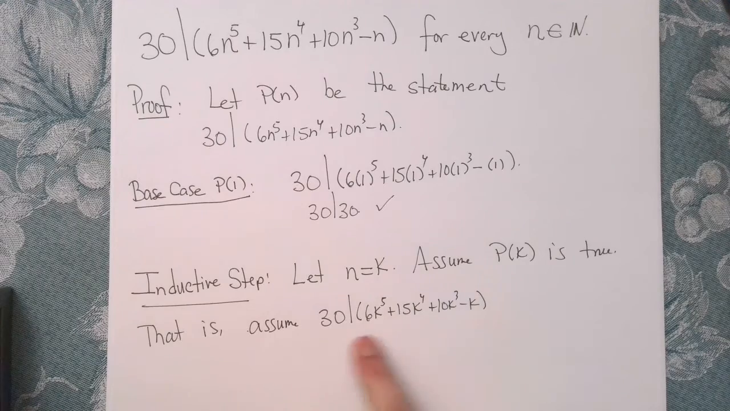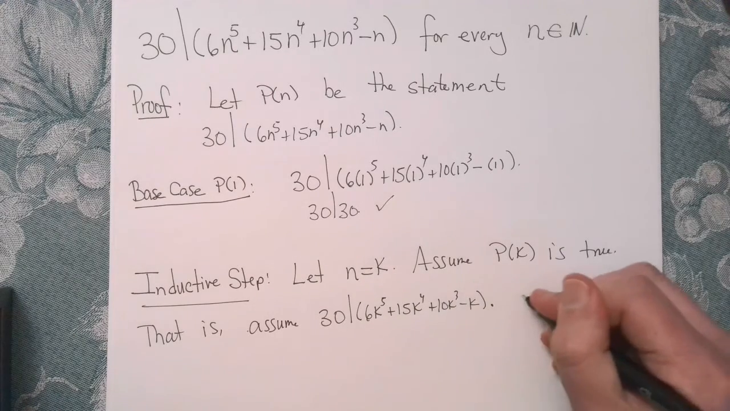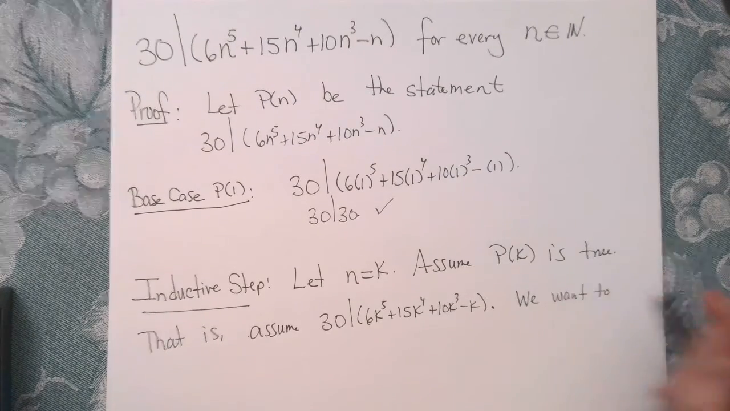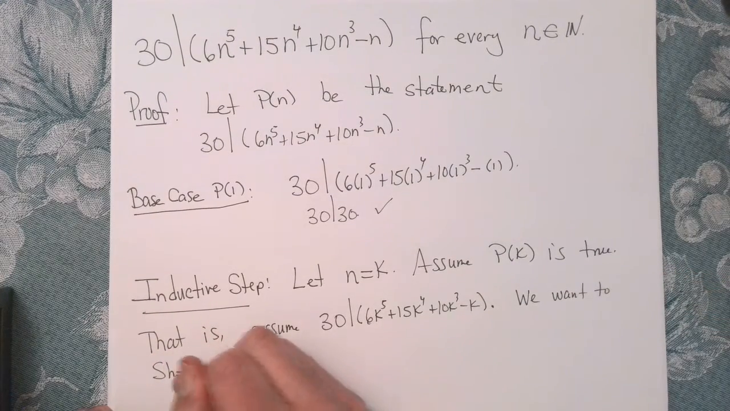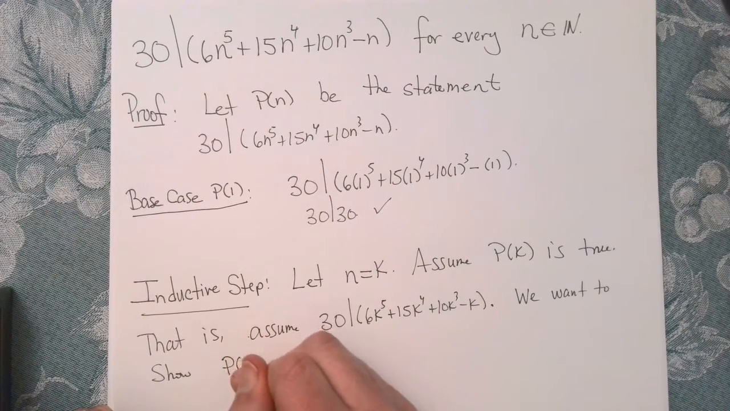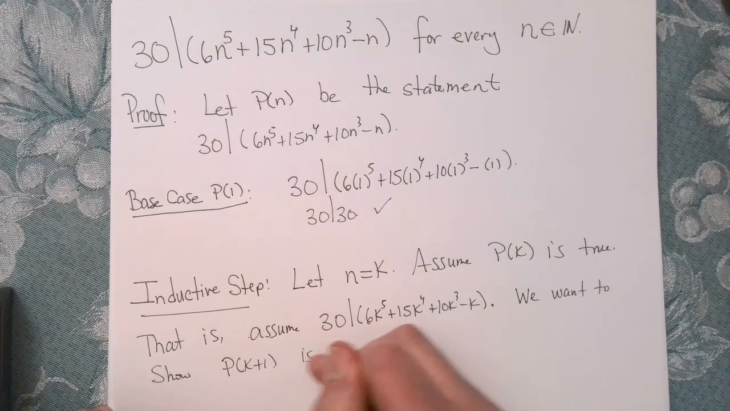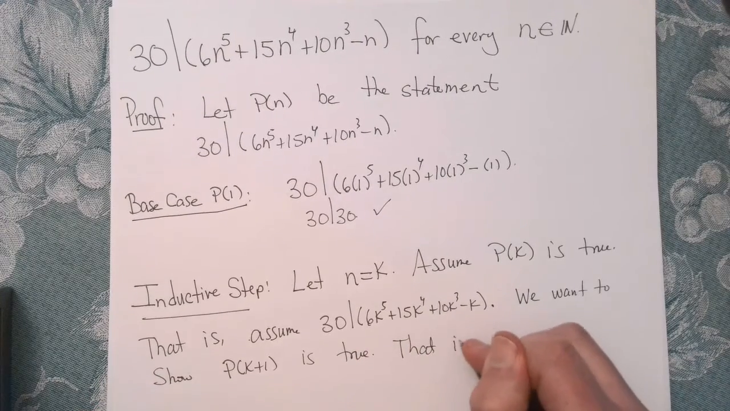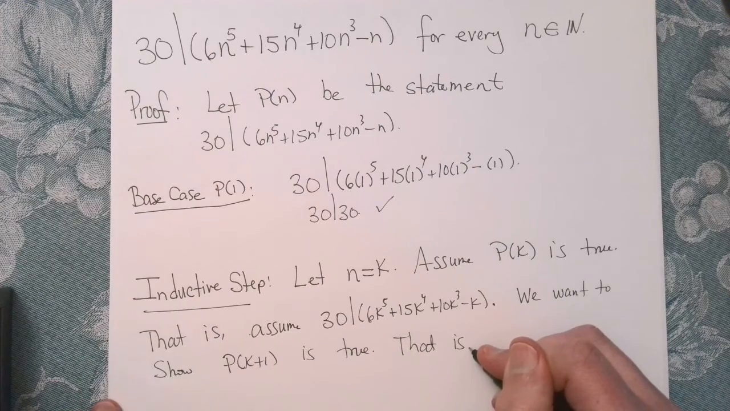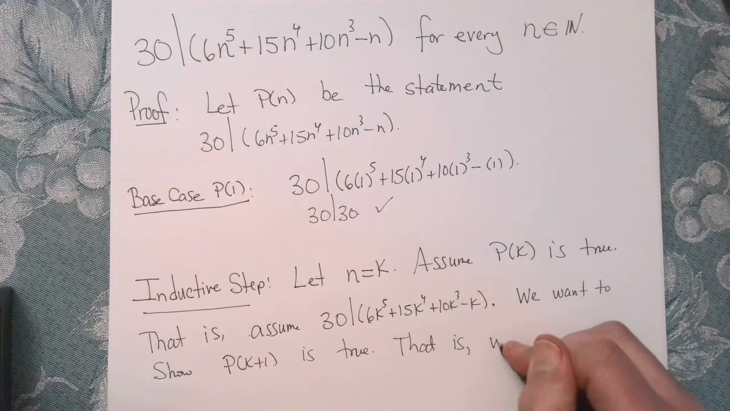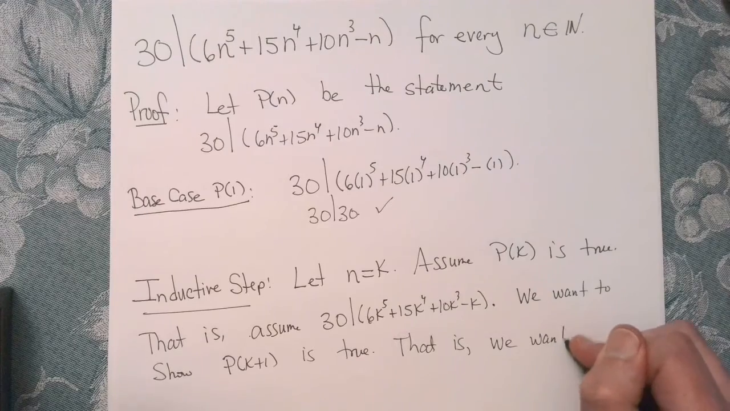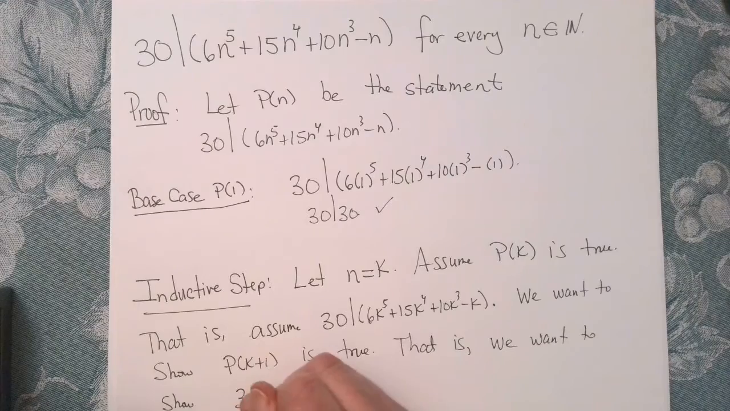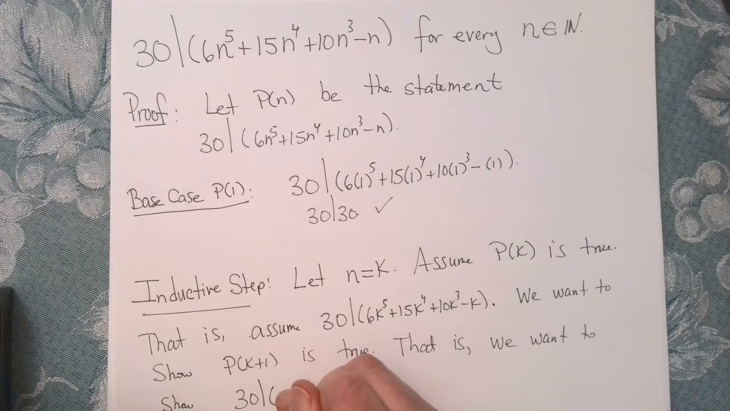Okay, so we're assuming this for some fixed k, and we want to show that p of k plus 1 is true. Again, just for clarity, that is, we want to show that 30 divides this quantity.